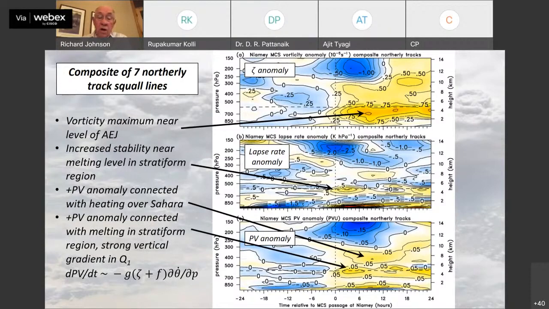And a little bit lower, residing near the melting level, which is indicated by the dashed line, that's 0°C, there's a PV maximum that shows up there connected with the melting. So we have sort of two sources of PV coming into the picture here. Next.